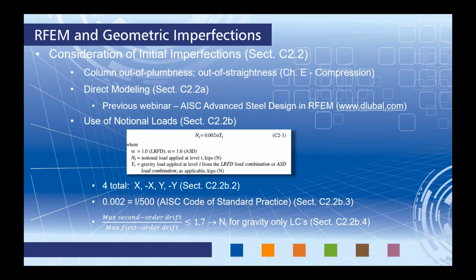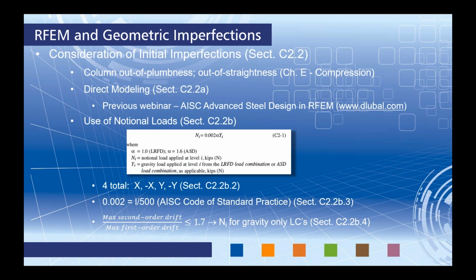Jumping back to the PowerPoint, the second item from Chapter C is geometric imperfections. And I want to discuss a little bit about how RFEM can handle this. So the consideration of initial imperfections comes from section C2.2. And the code really tells it that this is more so to address column out of plumbness. When we're looking at member out of straightness, this is more so addressed in Chapter E for our compression members.